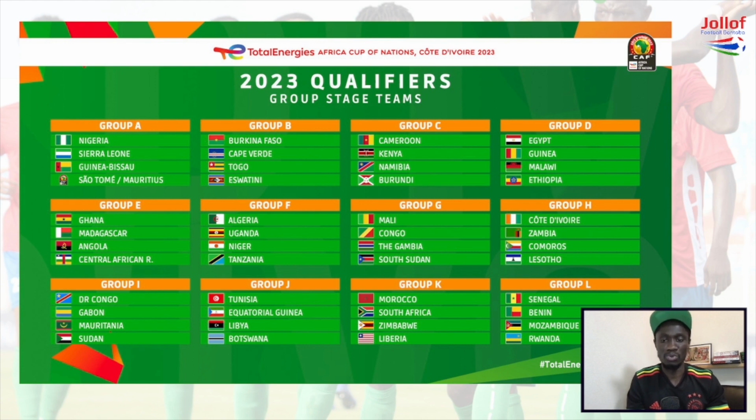And finally, Senegal, Eswatini, Benin, Mozambique, Rwanda. Of course, Senegal are gonna win every game in this group, Group L. And the other team I will back, I think Benin. I don't back West African nations too much.